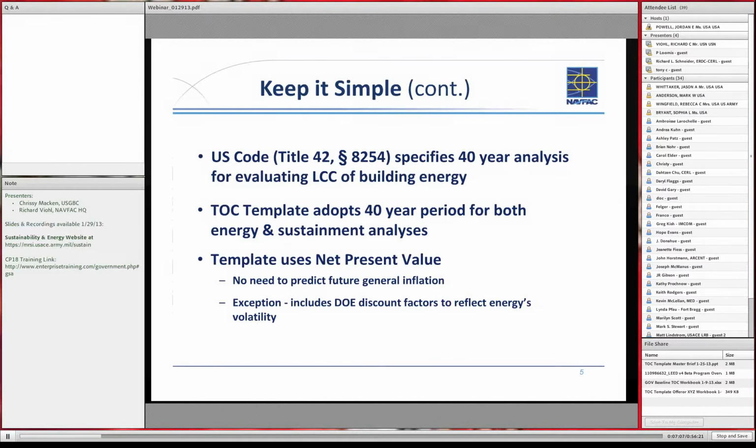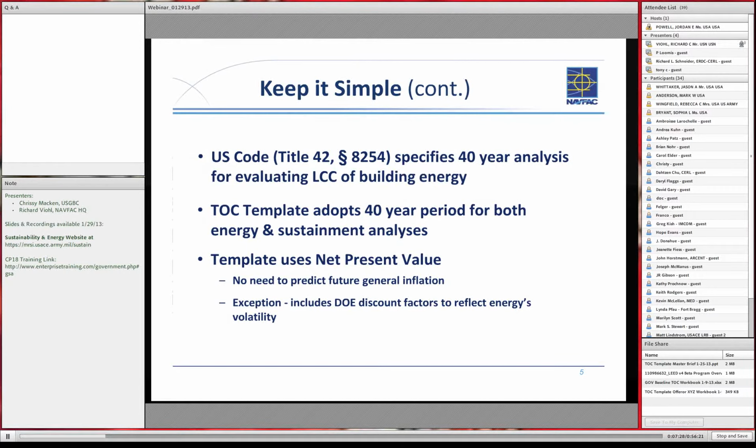So we went with the 40-year analysis, and we are using it for all different facilities, and that is one way to try to simplify this so that we don't have to have different analysis periods. Again, as we're only looking at a snapshot of total ownership cost, the exact analysis period is not probably as critical.